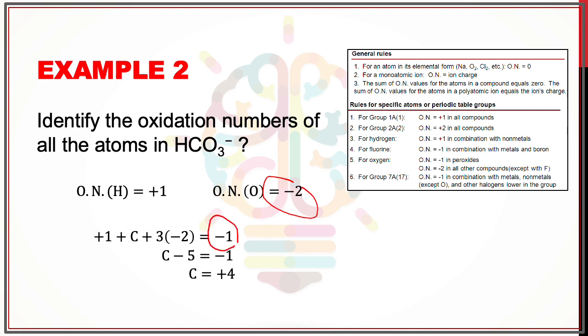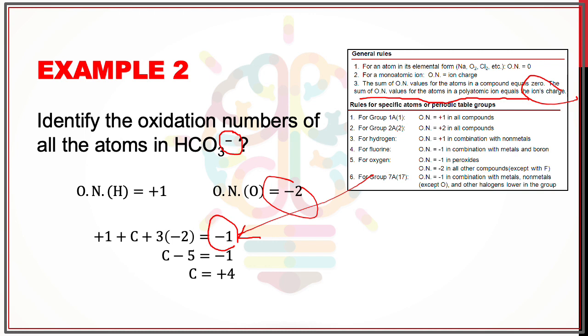Why negative 1? Because this compound has a negative 1 charge. It follows this rule: the sum of the oxidation number values of the atoms in a polyatomic ion, and this is a polyatomic ion, is equal to the ion charge. So you need to equal the ion charge, which is negative 1. And then you just solve this equation. So C minus 1 equals minus 1. Next, you calculate that carbon is equal to positive 4.